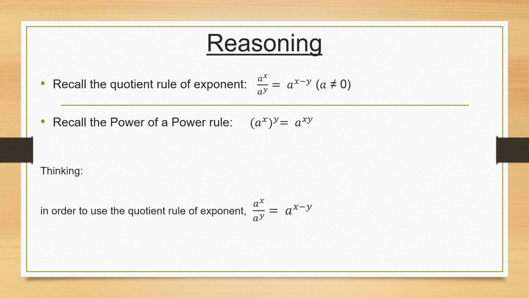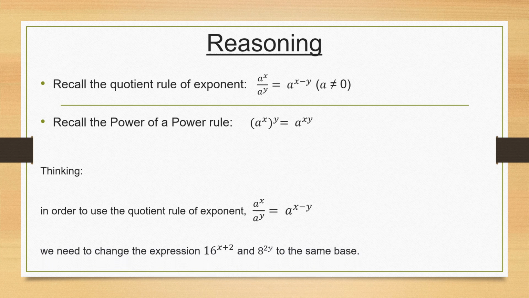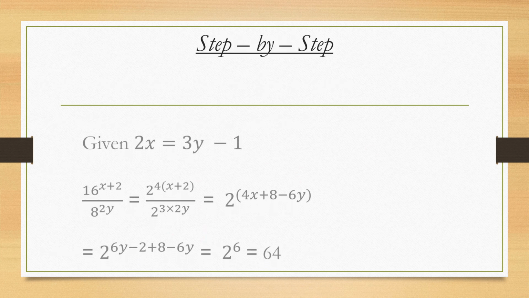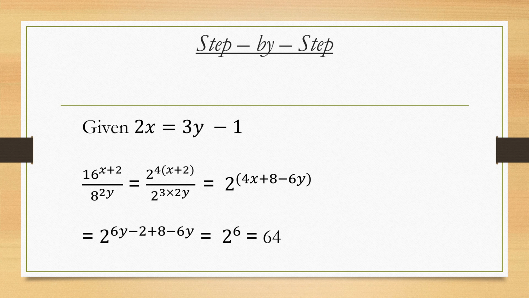Now, in order to use the quotient rule of exponent, we need to change the expression 16 to the power of x plus 2 and 8 to the power of 2y to the same base. Given 2x is equal to 3y minus 1, we get that 16 to the power of x plus 2 over 8 to the power of 2y also gives us 2 to the power of 4 times x plus 2, divided by 2 to the power of 3 times 2y. Now we can apply the rule here, which means 4x plus 8 minus 6y is the exponent for the answer, because we have the same base, which is 2.